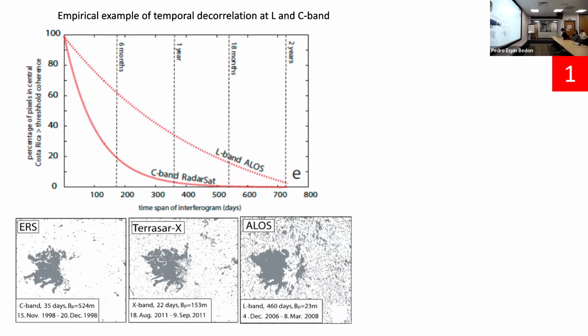And you can see with ALOS, you can get a little bit of coherence out in the rainforest. And with the X-band, nothing. ERS is a C-band instrument, which is a bit older, which you may never encounter unless you're doing historical studies. And that's essentially limited only to lava flows itself.